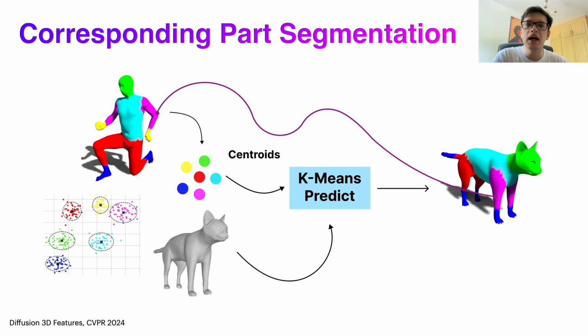For example, the arms of the human map to the front legs of the cat, and the head of the human maps to the head of the cat, and so on.